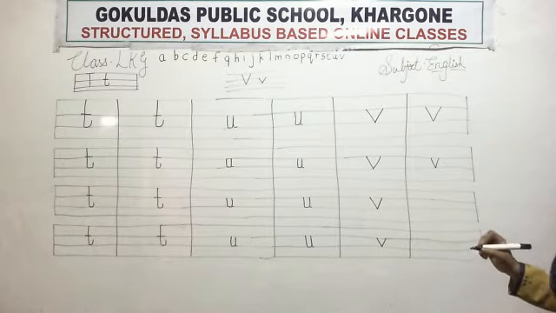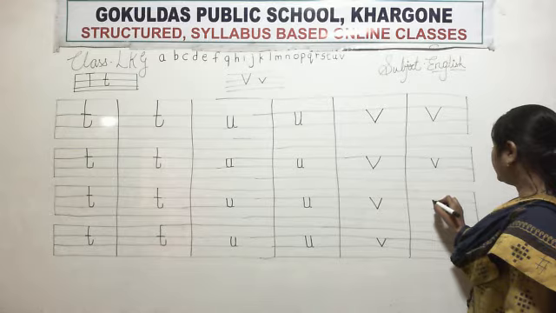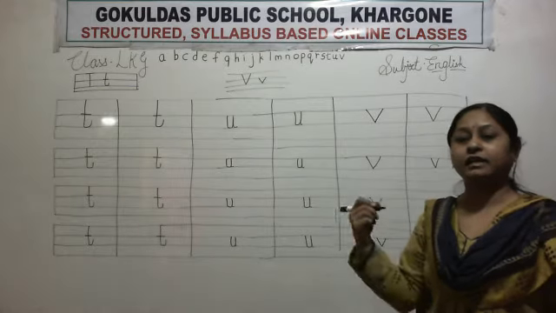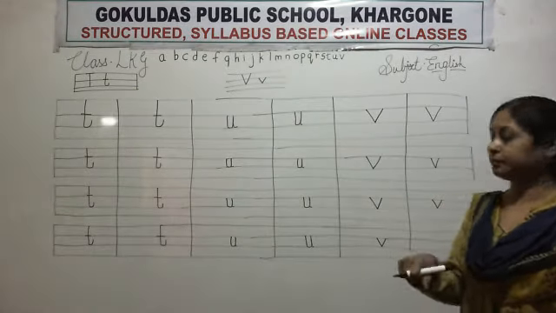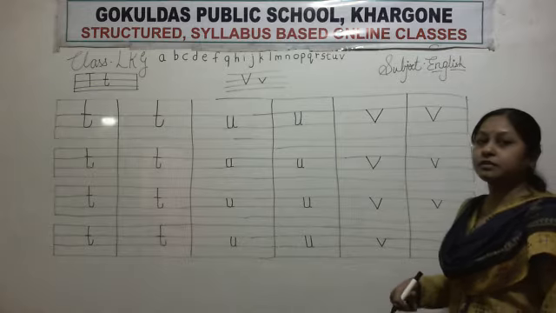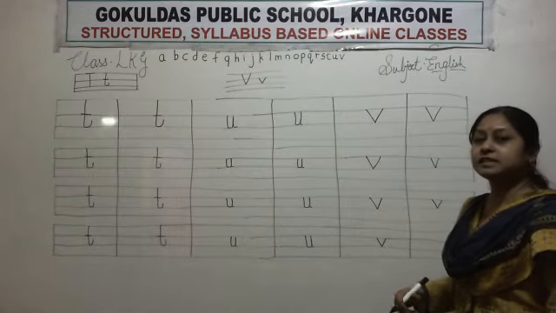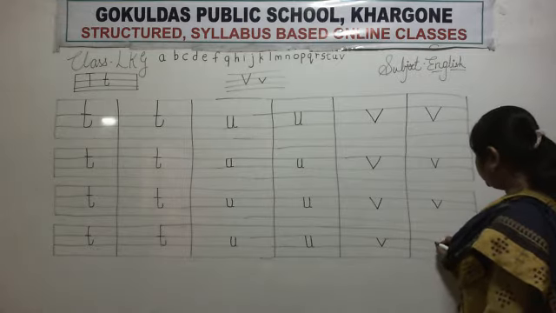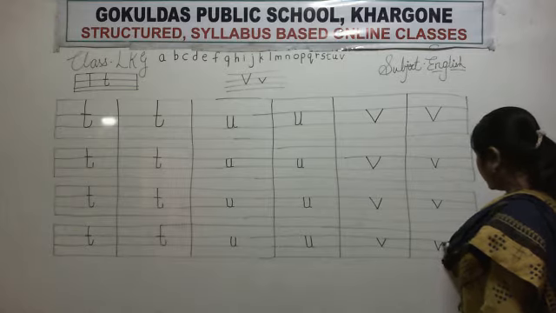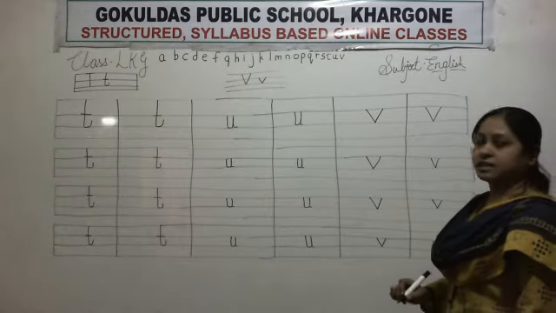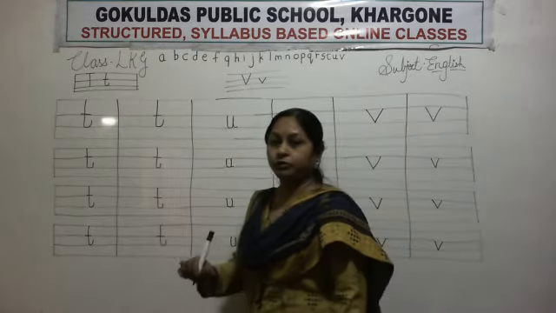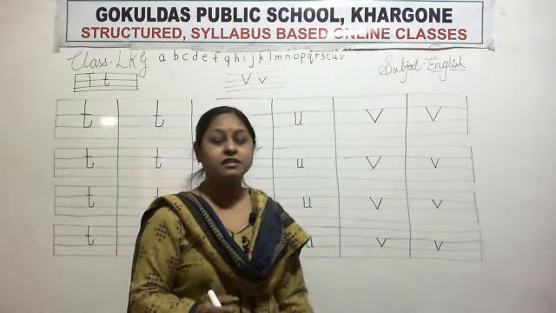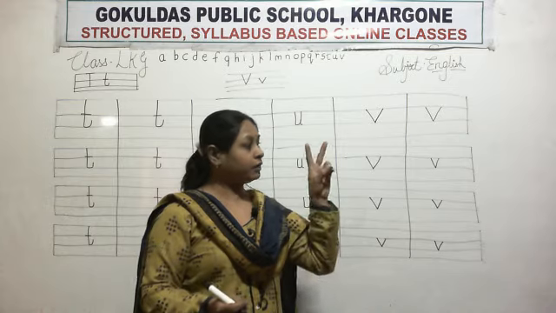Done? Now in the next line, write slanting line down, slanting line up. Only in two lines. Which letter is this? Letter V. Okay, again write: slanting line down, slanting line up. Which letter is this? Letter V. V for violin, V for violet color, V for vase, V for van, V for victory.